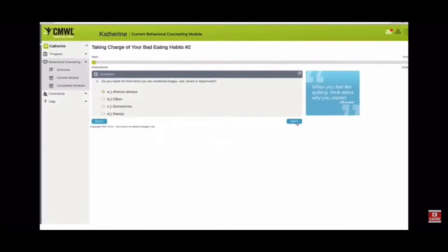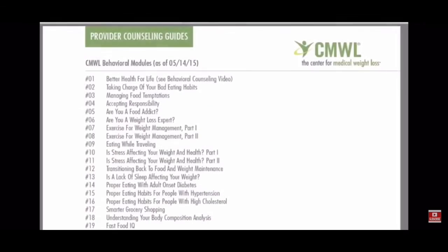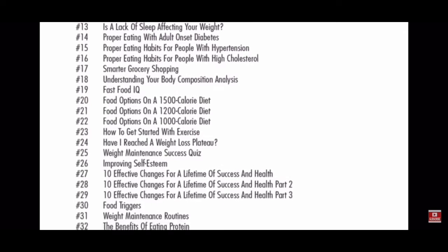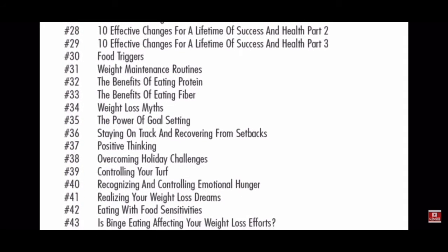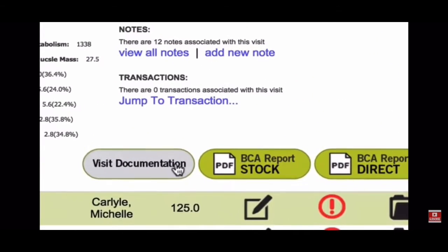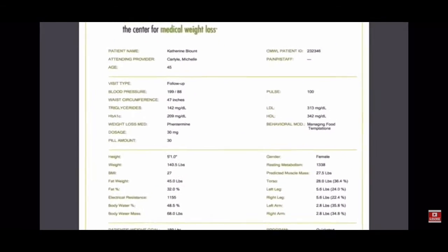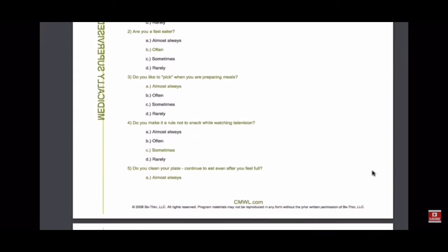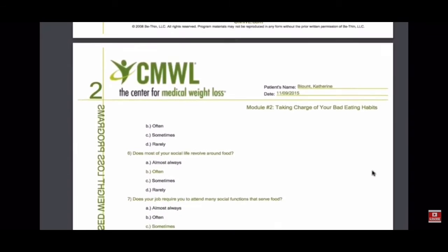The behavioral modules mainly come in simple multiple choice or true or false formats, and each is accompanied by a provider counseling guide that will help you deliver the most effective counseling session. After each visit, you'll need to generate documentation of the patient's progress and behavioral counseling session to submit for insurance reimbursement. This is no problem with the ObesityTX system. All you need to do is download the visit record PDF and the patient's completed behavioral module if you need it, and include that in your claims form. You can also upload the PDFs to your office's EMR.